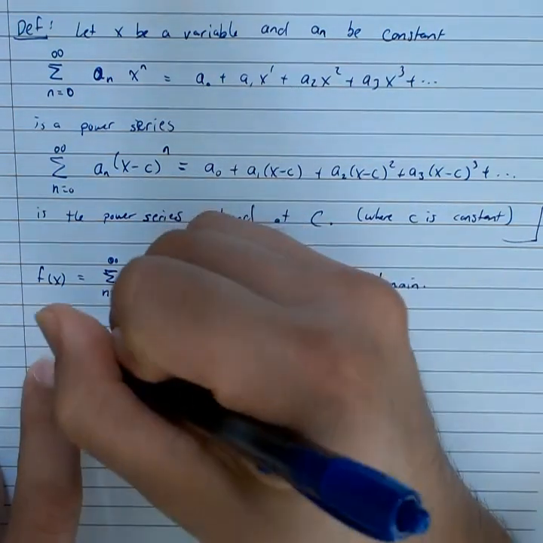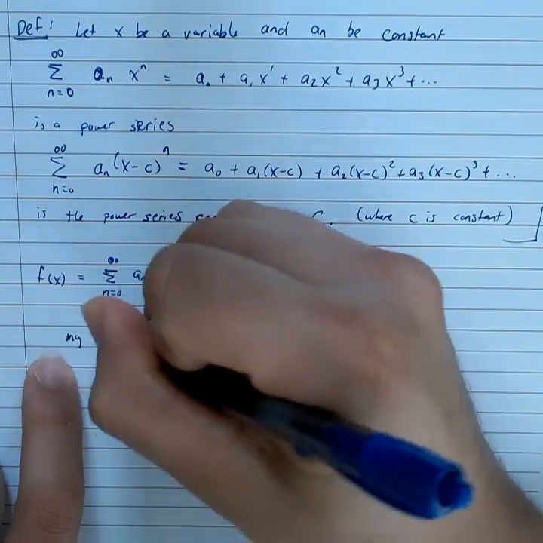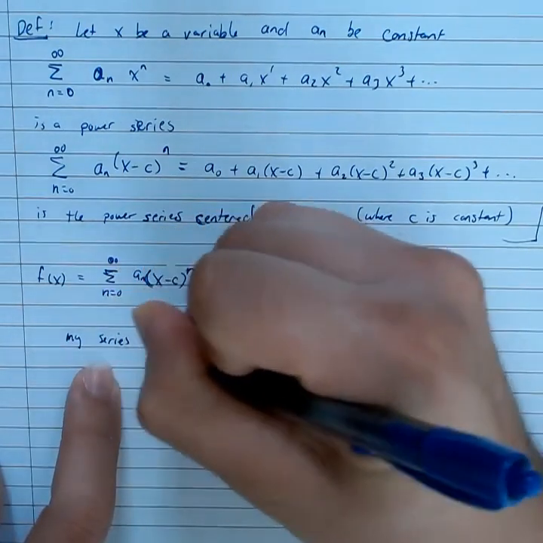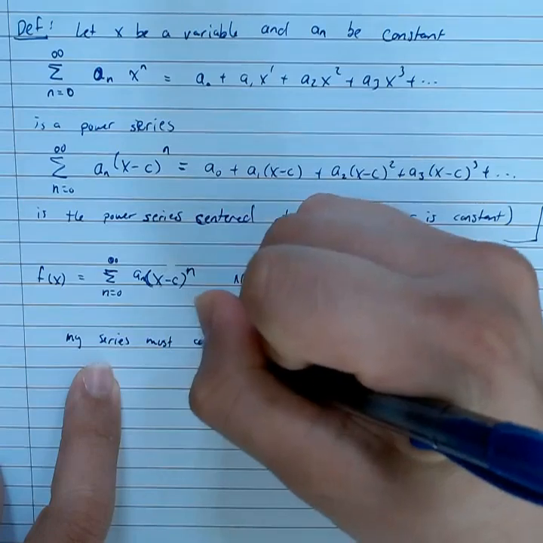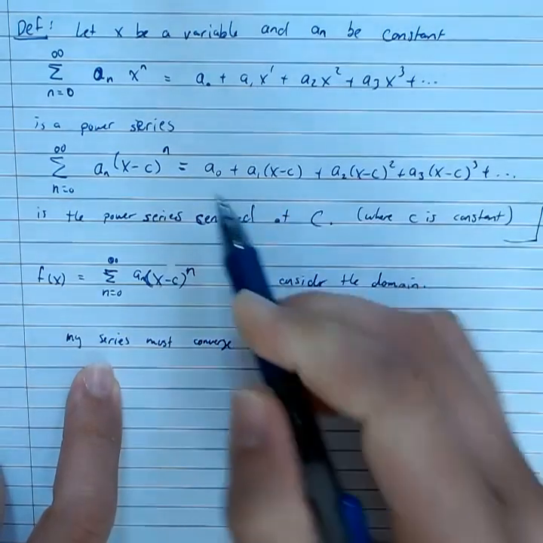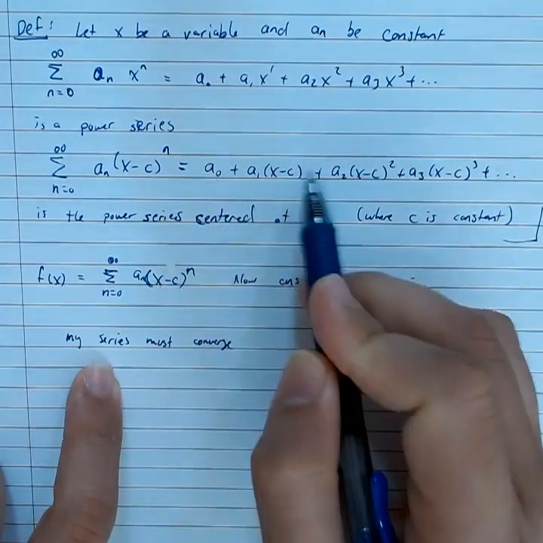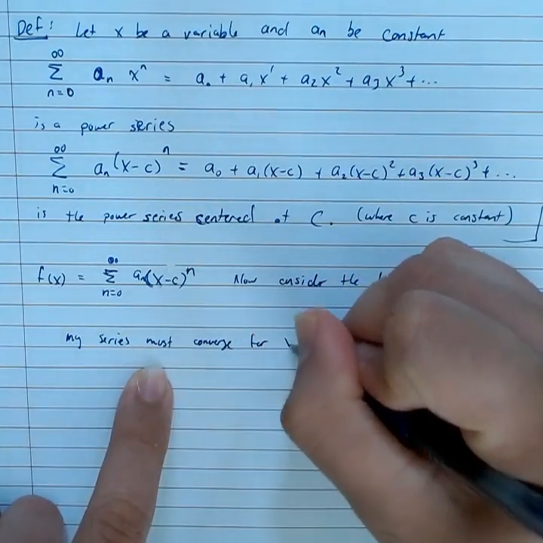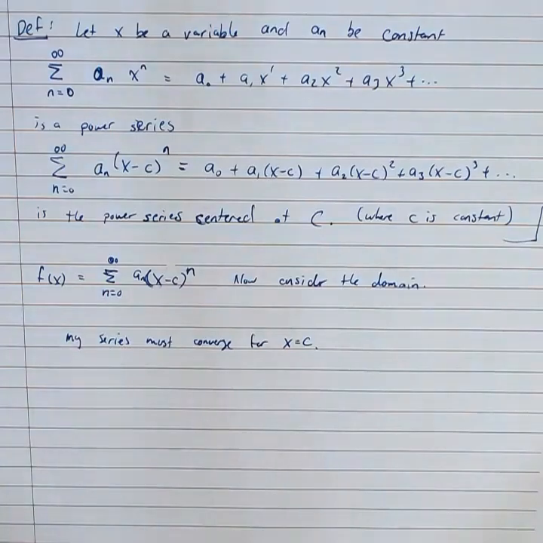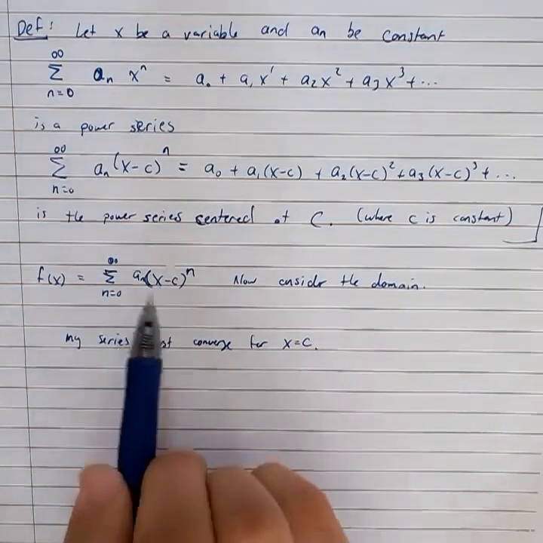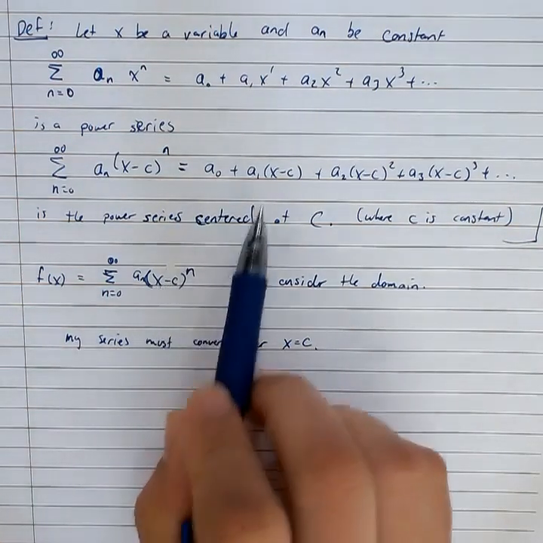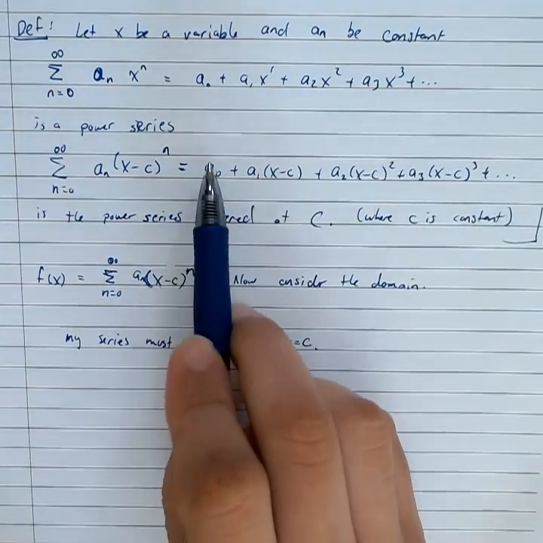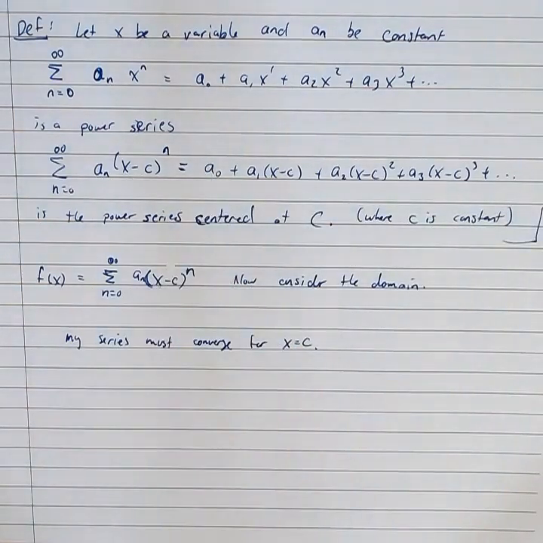So my series must converge. And in fact, it'll converge to that first number because all the rest will go away. It must converge for x equal to c, minimum, no matter what. Because if x is equal to c, all of these terms are 0, and you're just left with a single finite value. And that's what we mean by converge. Your series gives you a single finite value.